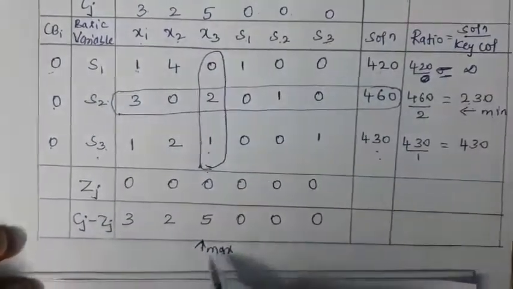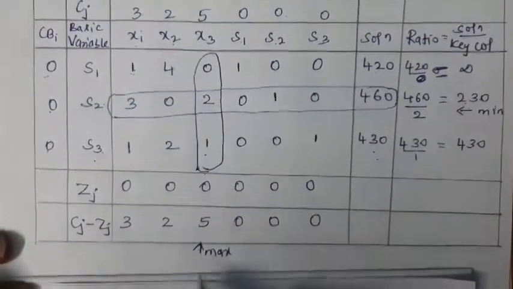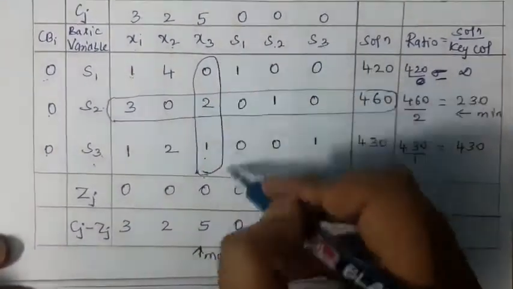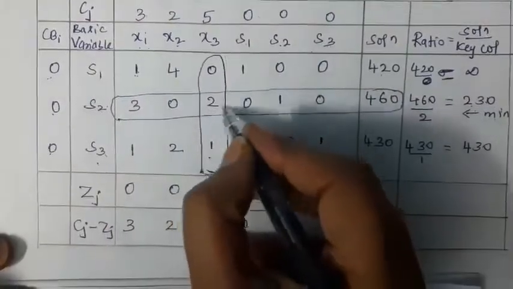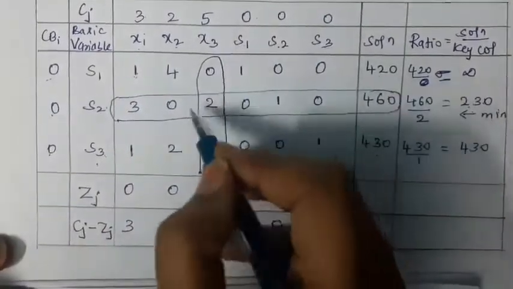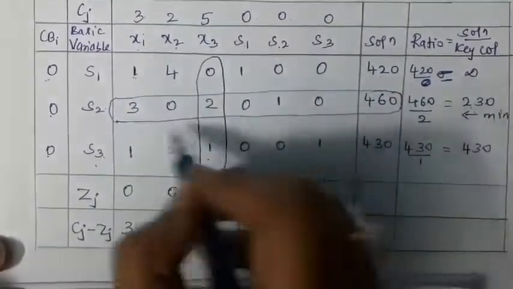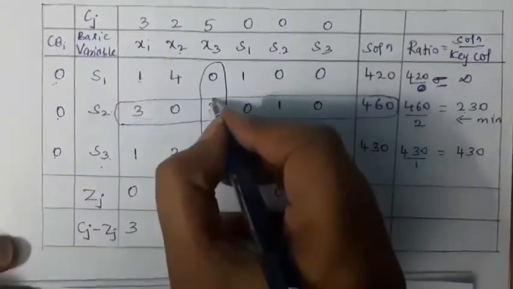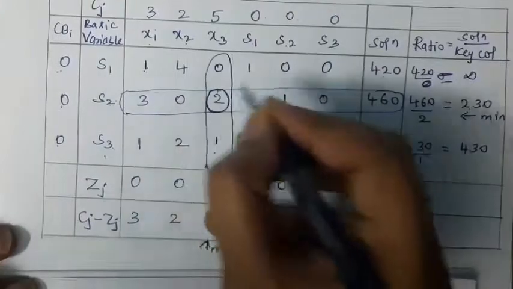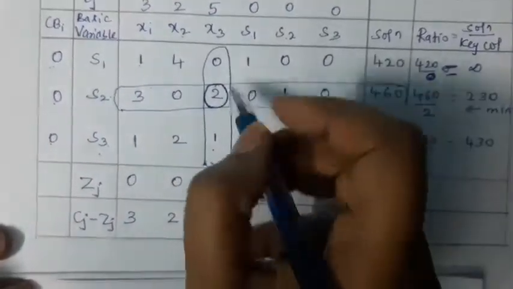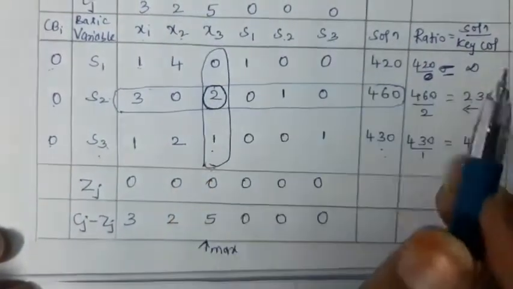The maximum value we considered on the column side is the key column, and the minimum value we considered on the row side is the key row. At this point they intersect. That means the key column and key row intersect at this point. So this is nothing but our key value. So now the key value is 2.